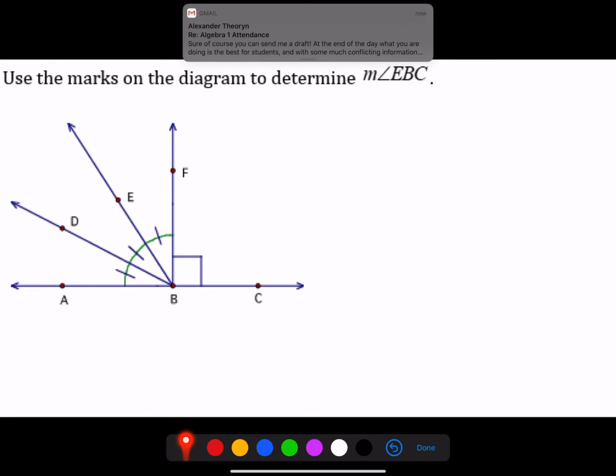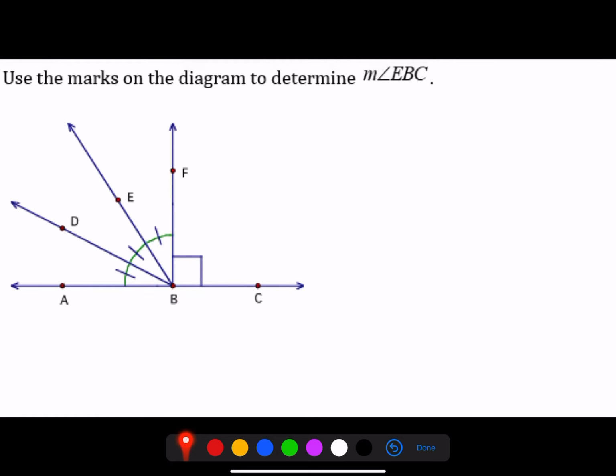Lastly, our last practice problem. So use the marks on the diagram to determine the measure of angle EBC. So looking at this, from our first lesson, I know that if I have a straight line, I can assume that this is a straight angle, meaning it's 180 degrees right away. Also, if I see a box, I know a box is 90 degrees because that's our right angles as we learned yesterday. And then do we see any congruent angles here?